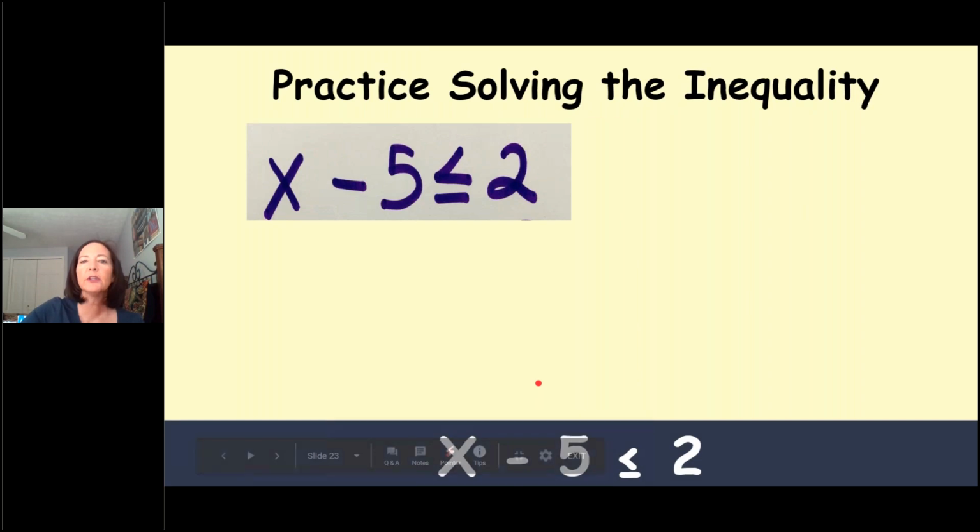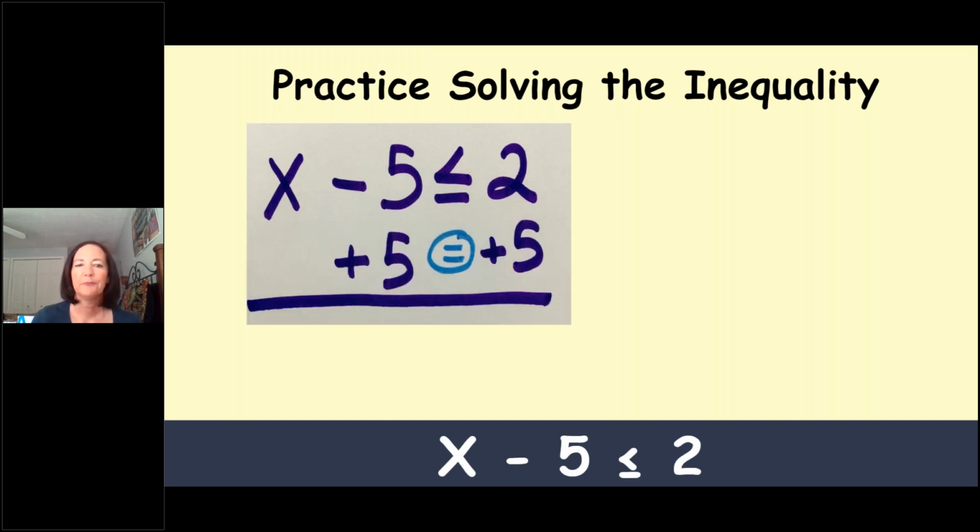Okay, so we're going to try another one. And I'm going to have Danielle start us out here. We need to solve the inequality, and x needs to be all by itself. So what do I need to do here? All we need to do on this one is add 5 on both sides and then subtract. So it's going to be x is less than or equal to 3.